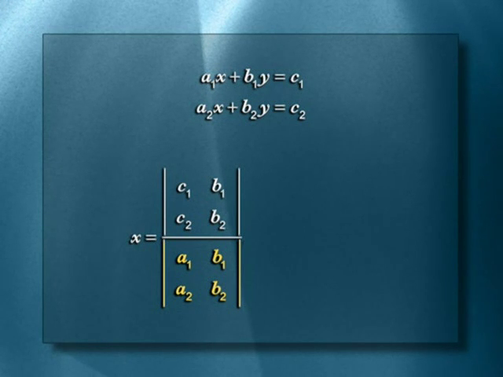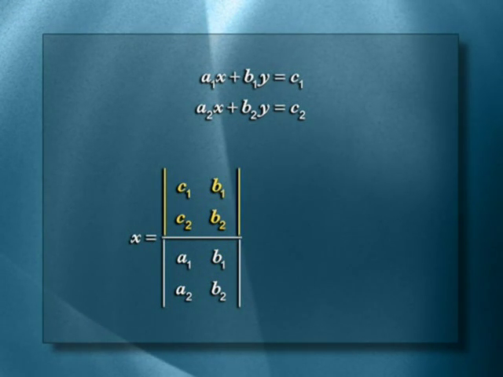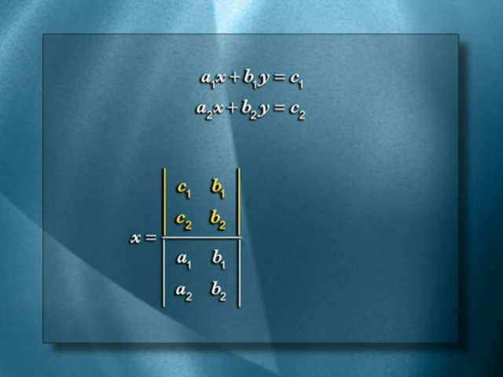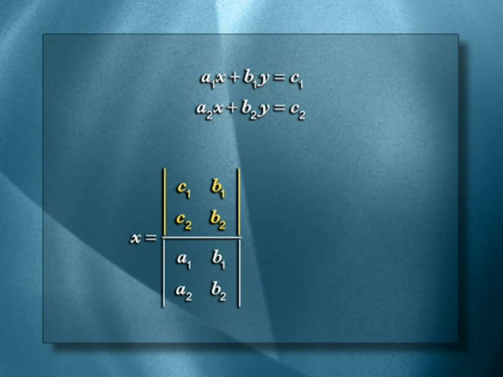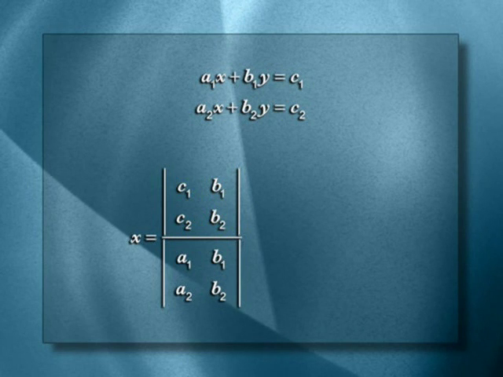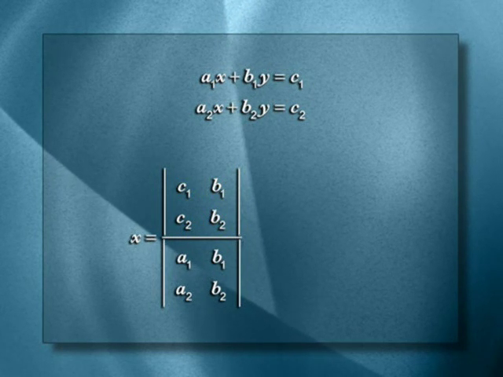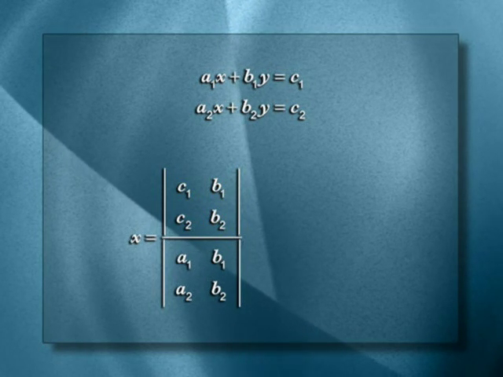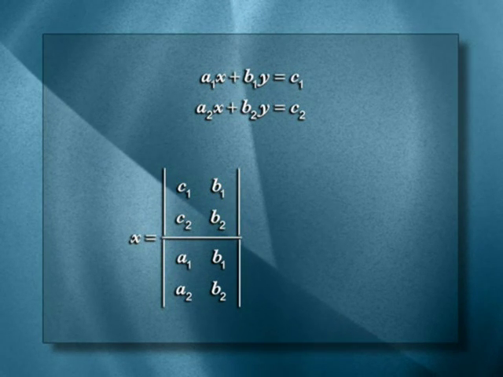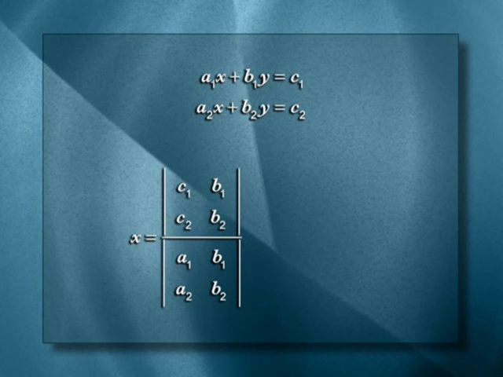Now, what's the numerator? Well, the numerator is almost the same thing, except because you're finding x, the first variable, you replace the first column, which used to be a1, a2, with the right-hand side, c1, c2. So the first column is c1, c2, the second column is b1, b2. That's the value of x. It's a determinant divided by another determinant. Bingo, an explicit formula for x.